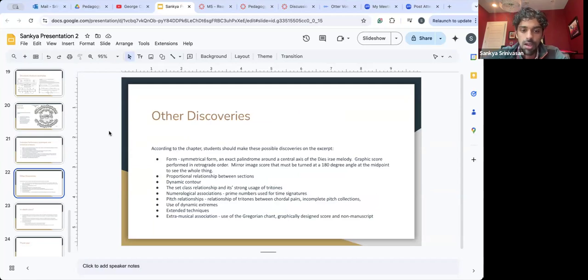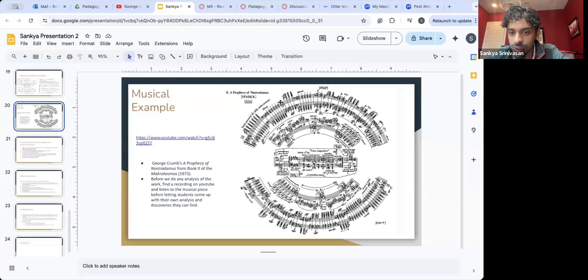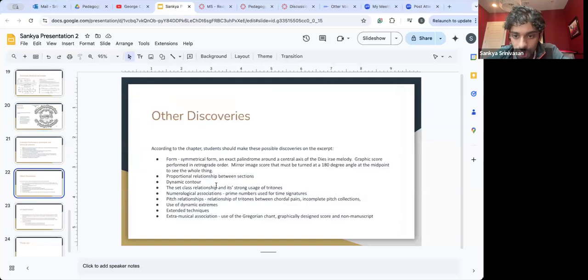Other discoveries. According to the chapters, students should make these possible discoveries on the excerpt, like the form, symmetrical form. And the book says it's an exact palindrome around a central axis of the Dies Irae melody. I'll show it one more time. This is what it looks like. Graphic score performed in retrograde order.